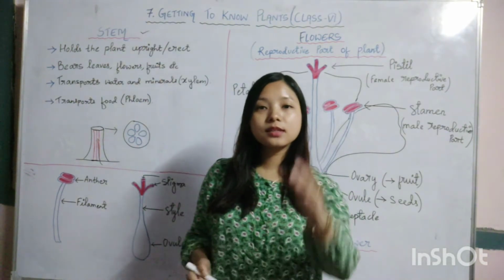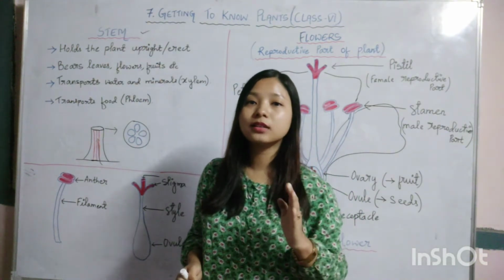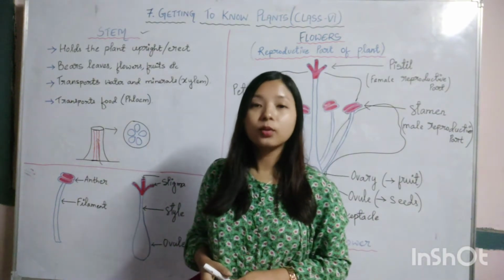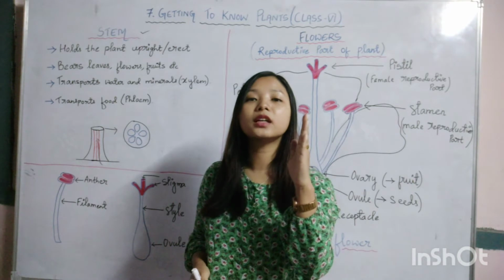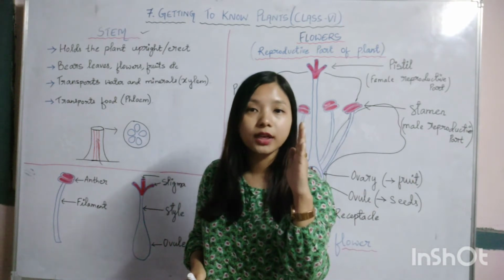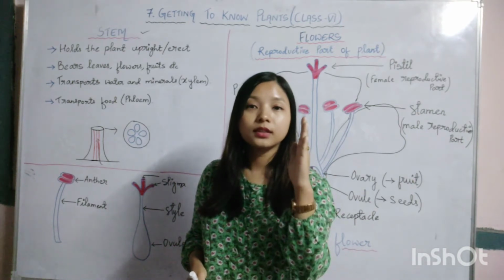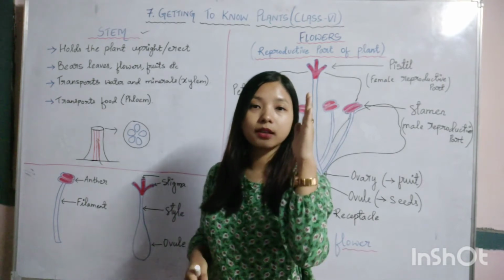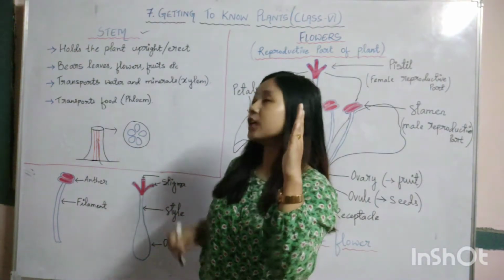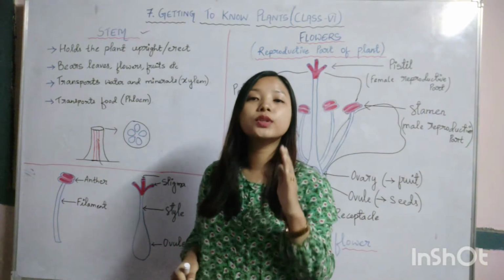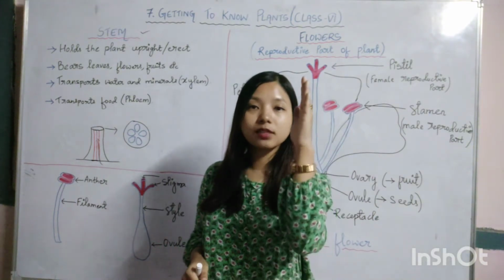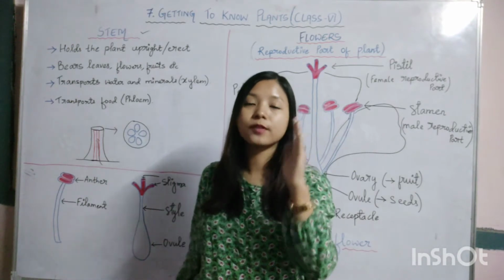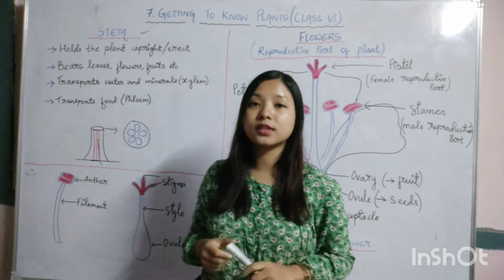So stem is the main backbone of a plant and it has several functions, and those are: the stem helps the plant to stand erect or upright. That means it holds the plant and all the parts erect. Then it bears leaves, fruits and flowers. That means on the stem itself all the other parts like fruits, flowers, leaves are present.